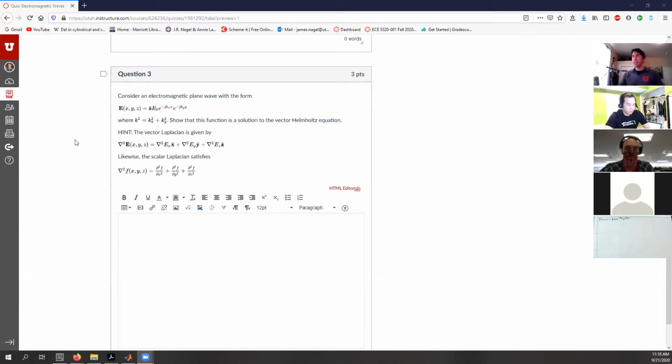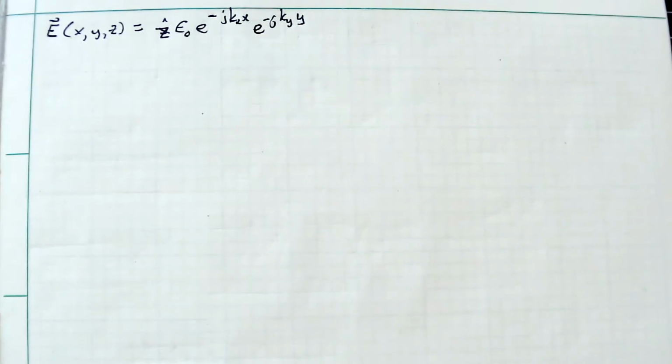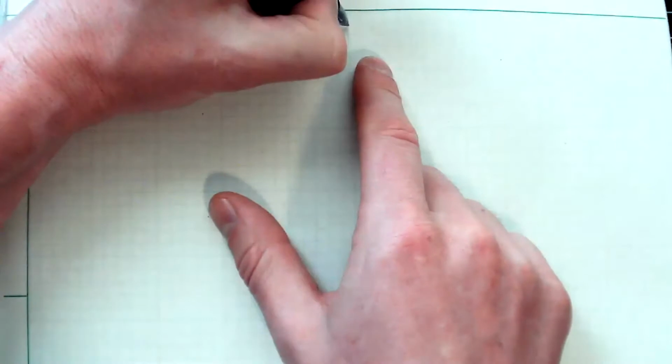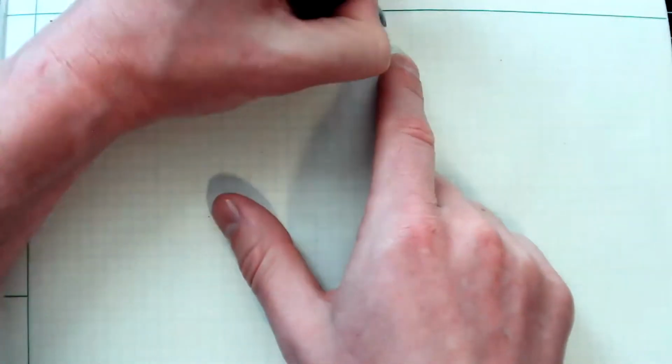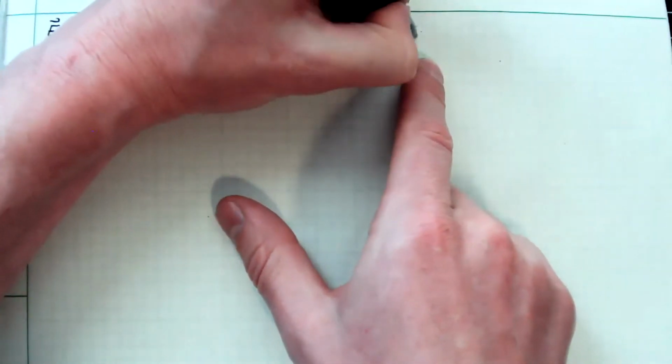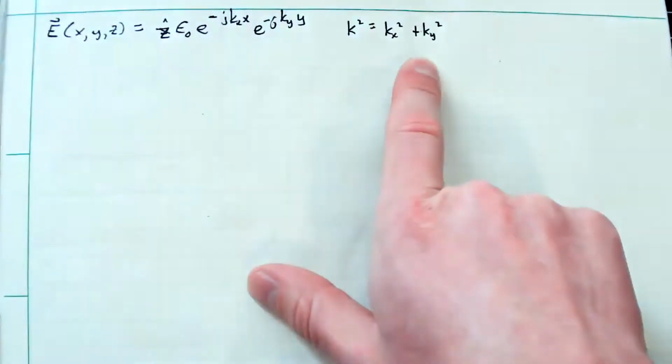So the idea is, given this particular suggestion for a solution, is it a solution to my vector wave equation? Okay, so let's go ahead and run with that. Sorry, I wrote that down a little sloppily, but that's just a rewrite of the main thing. And we're just going to say k squared is equal to k sub x squared plus k sub y squared.